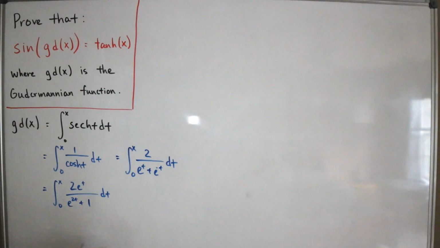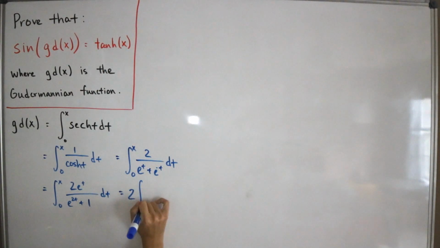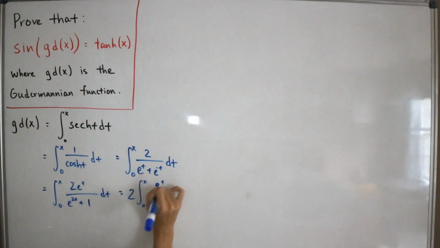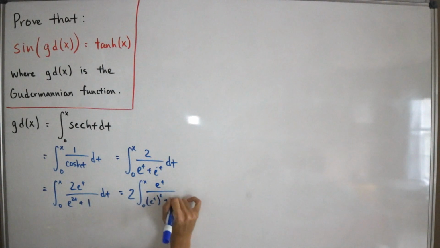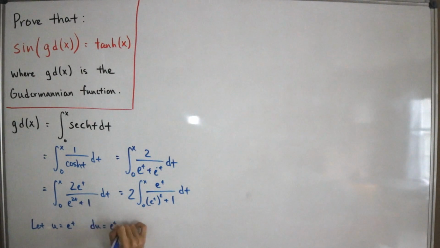Nicely, to put things a little more simply, I'll factor out the 2 from outside. On the bottom of the denominator, this is a square, so this is e to the t, divided by the quantity e to the t squared, added with 1, dt. So from here, as you can see, we can perform a nice little u-substitution. I'll let u equal e to the t. So du is going to equal e to the t dt, then substituting this back in.